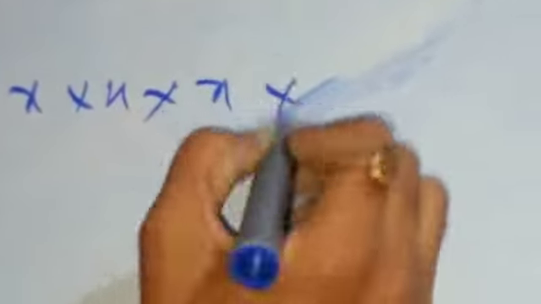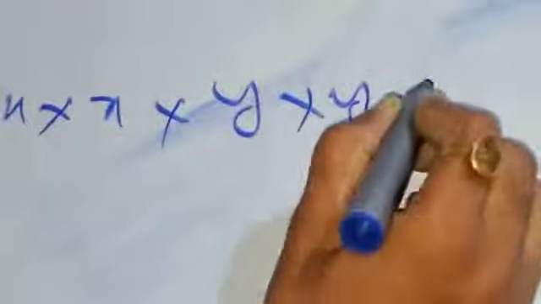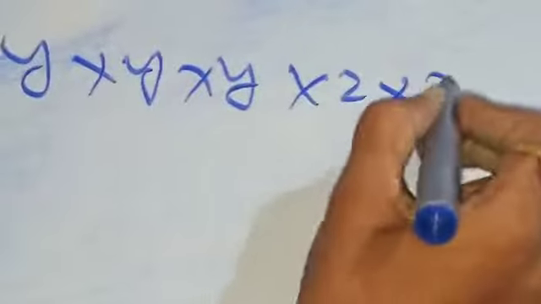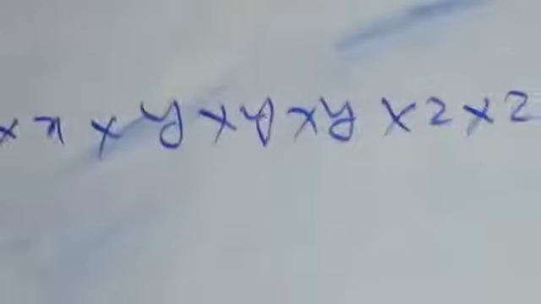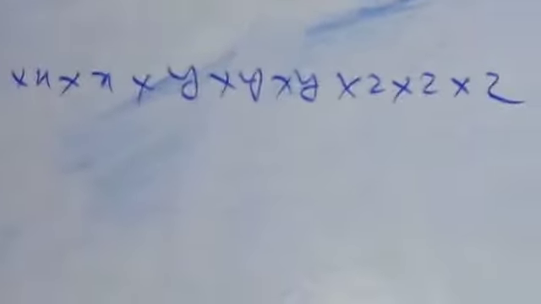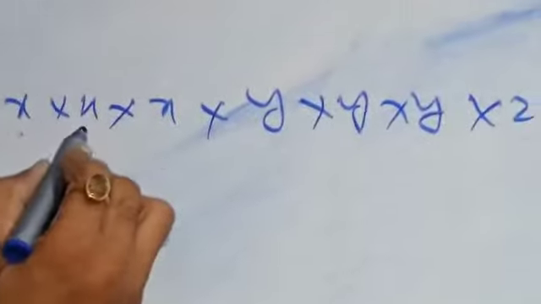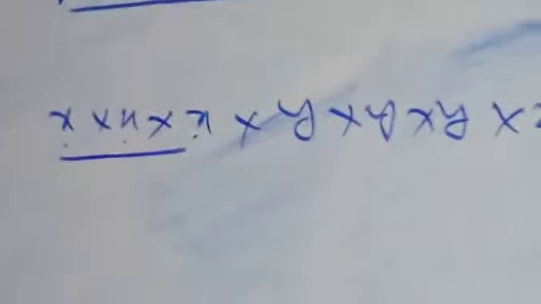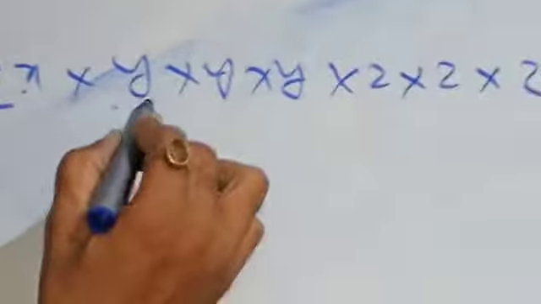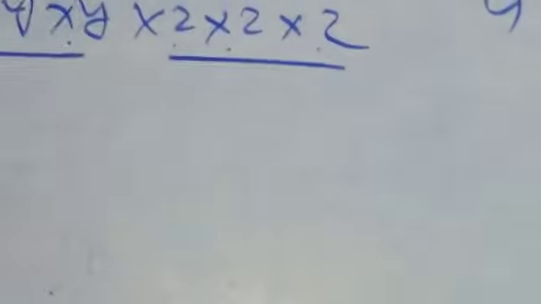Suppose we are given x into x into x into y into y into y into 2 into 2 into 2 into 2. Suppose we are given in this way, so we have to express it in the exponential form. We will select the like terms: x, x, x is one type of term; y, y, y is another type of term; and 2, 2, 2 are another type of term.